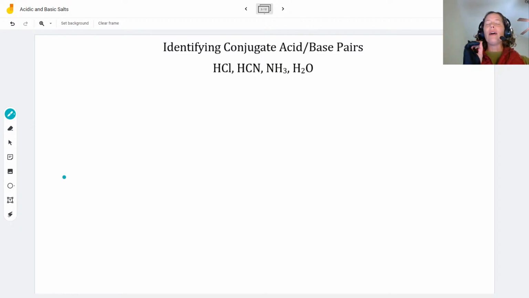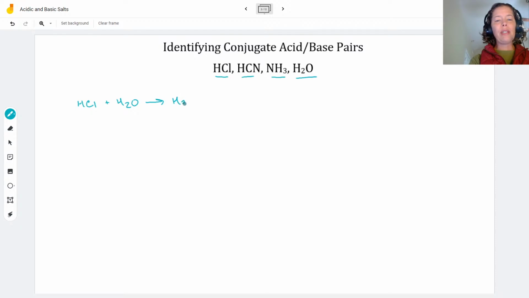All right, so to identify acidic and basic properties of salts, the first thing you need to understand is what a conjugate pair is and how it works and what those relationships are. So I've given a couple of compounds right here. And we are going to put these in aqueous solution, and then we're going to see what conjugate pairs come out of this. So again, taking our hydrochloric acid, when we put it in water.